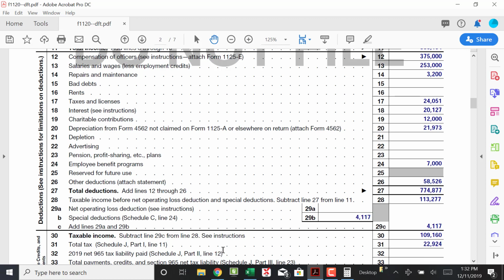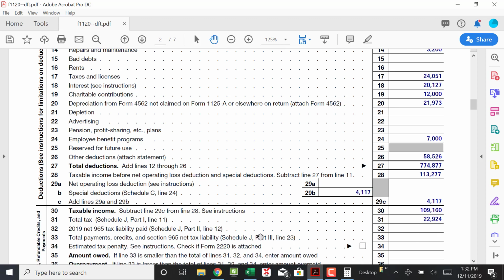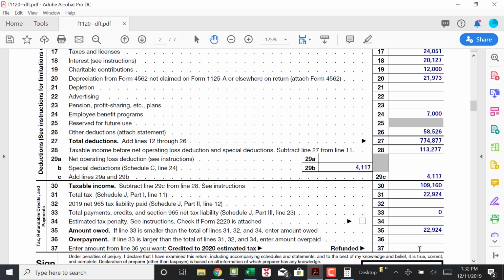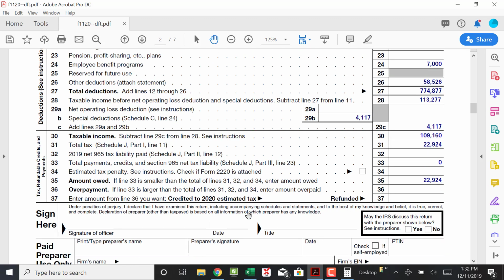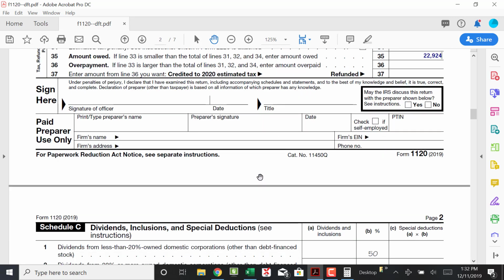And then we have to go to Schedule J to fill out all the totals. Total payments were 0. Again, I said to skip the penalties. So the amount owed is that 22,924. And that's it. So that's the first page done. Then we're going to go to the second page.